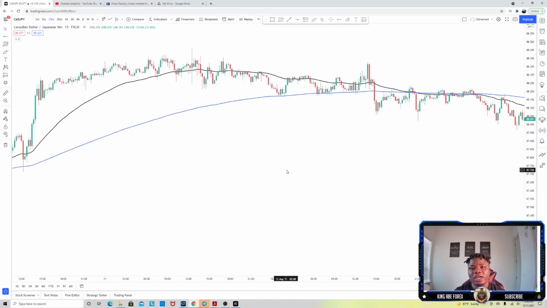For this scalping strategy that I'm going to be showing you guys today, we're going to be using this strategy on the 15-minute time frame. That's my recommendation, and we're going to be looking at CAD JPY.